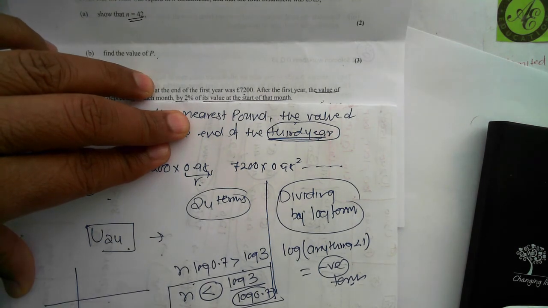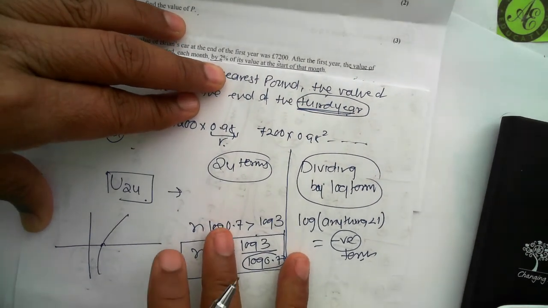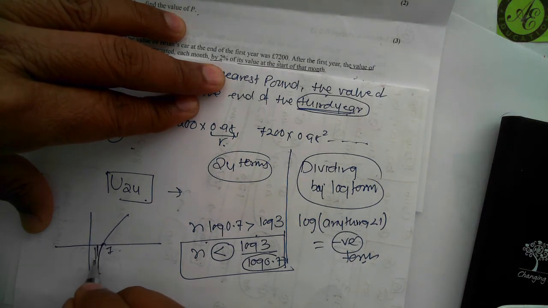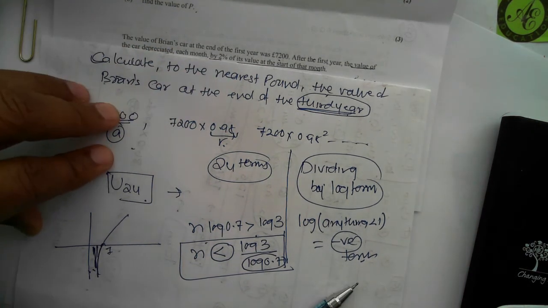Check the graph of log, guys. Log of 1 is 0, and if you want to find log of anything less than 1, that is all negative terms. Okay, with that we've finished the chapter of series.